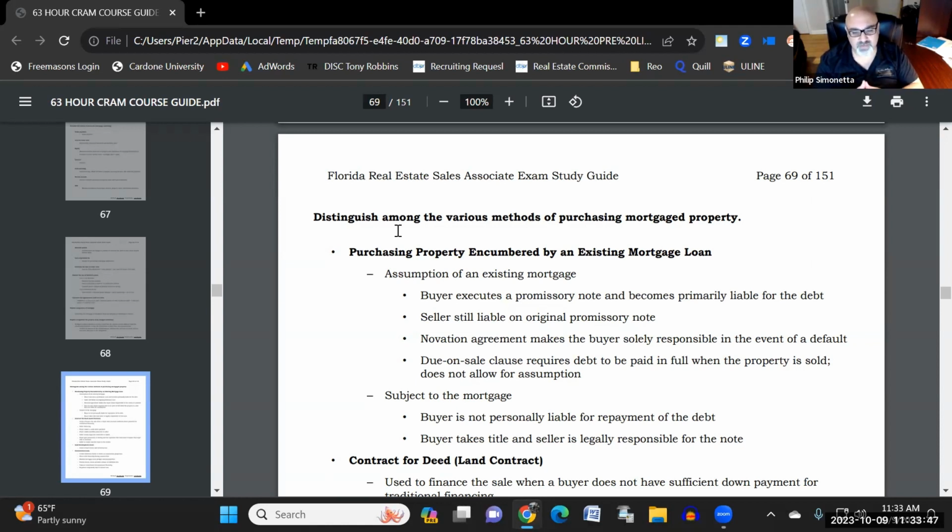That's when the buyer executes a promissory note and becomes primarily liable for the debt. The seller will still be liable for the original promissory note if the new buyer doesn't pay. However, remember novation agreement? The novation agreement makes the new buyer solely responsible in the event of default and lets the original owner off the hook, right? Now, if a loan has a due on sale clause, that requires the debt to be paid in full when the property is sold. It does not allow for assumption.